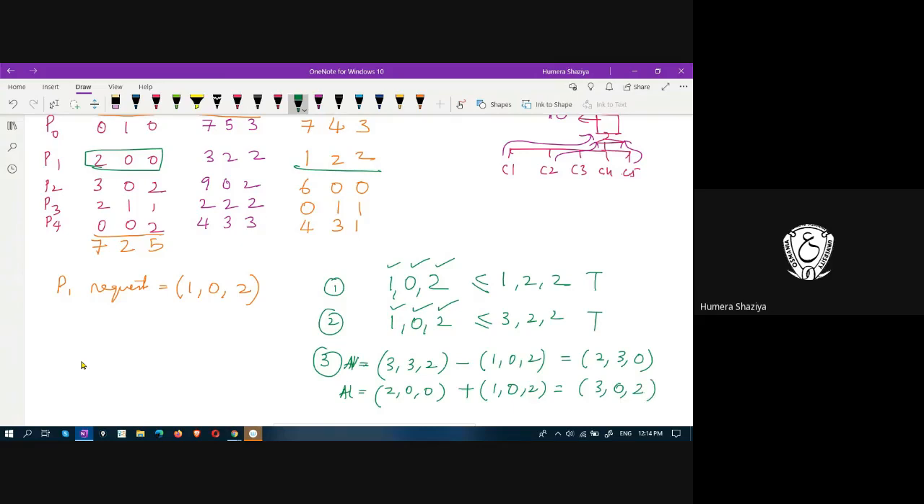Right? Now what is the need now of P1? Need means here 1, 2, 2 minus the present request 1, 0, 2. This is equal to 0, 2, 0.